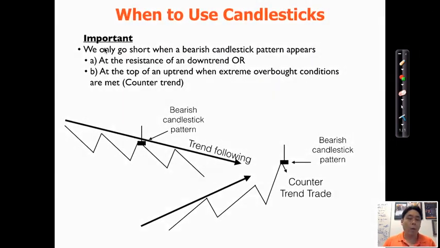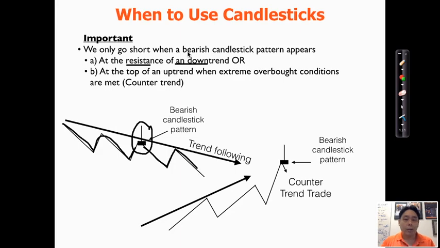Similarly, when do we go short when we see bearish candlestick patterns? We only go short when a bearish candlestick pattern appears at the resistance of a downtrend. So you can see a downtrend over here: impulse, retrace, boom, bearish candlestick pattern appears right at the resistance level, right at the moving average. And that's when you sell to continue riding the trend down, a trend trade.